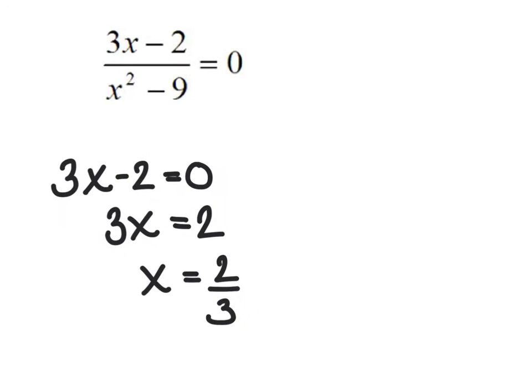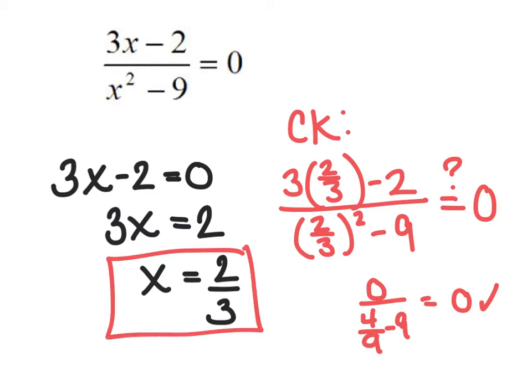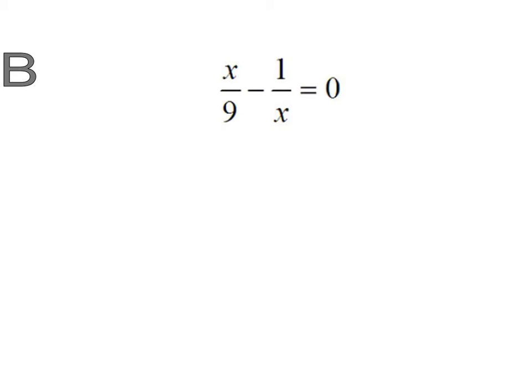Add 2 to both sides and divide by 3 produces x equals 2/3. Now, what may not seem like a necessary step, but always is, is to check your solution to make sure that it satisfies the original equation. And when I do that, I get 0 over 4/9 minus 9, which would indeed equal 0. So this does satisfy my original equation. There is one solution, it's 2/3.